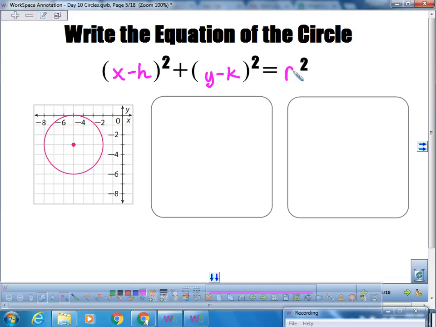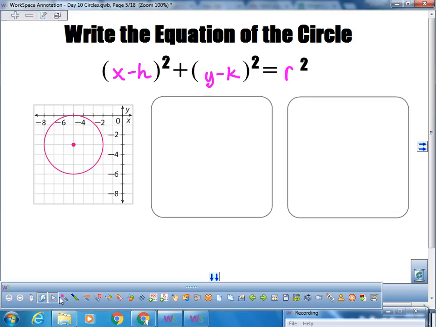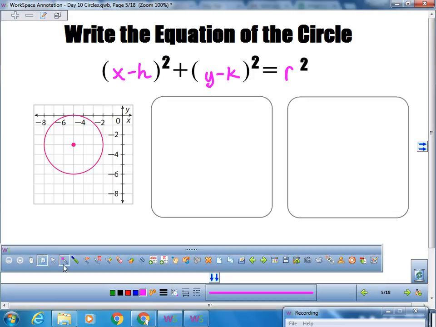Okay, so get your whiteboards out. It's kind of hard to see these graphs, so I'm going to write in the radius. The radius on this one is 1, 2, 3. I'm going to go ahead and pause it.